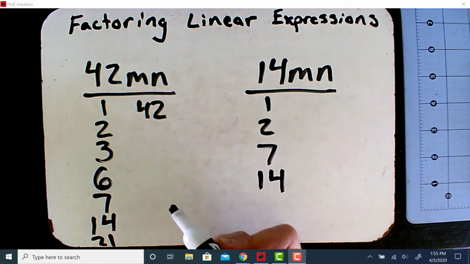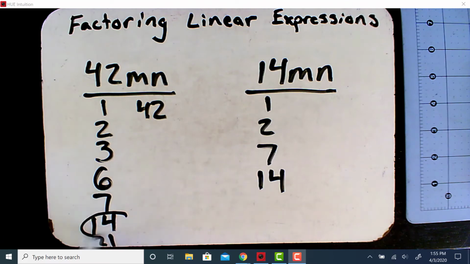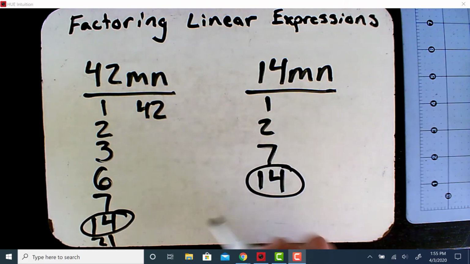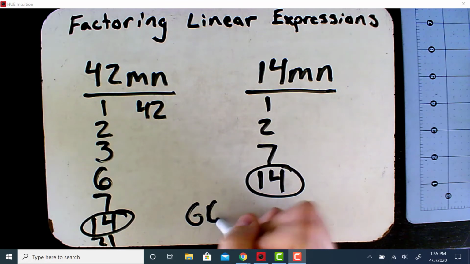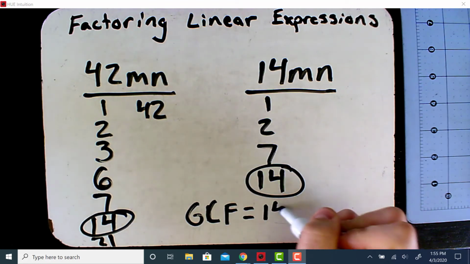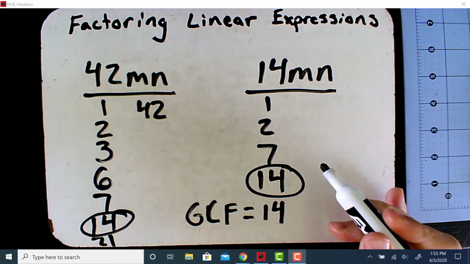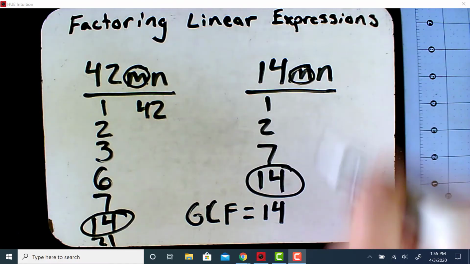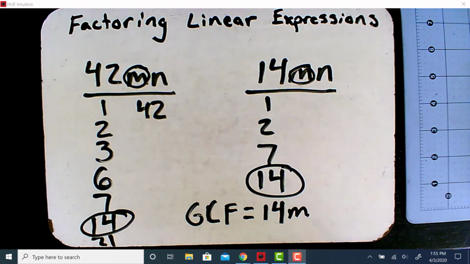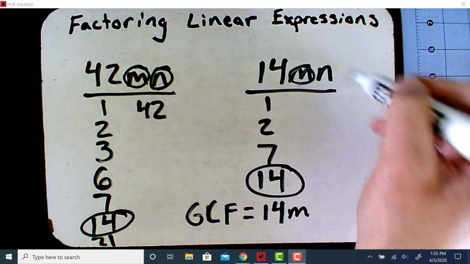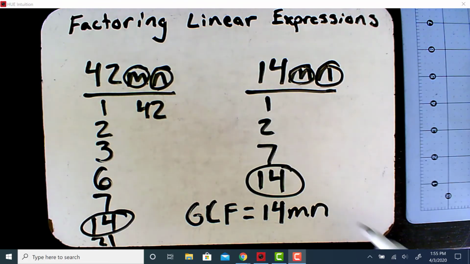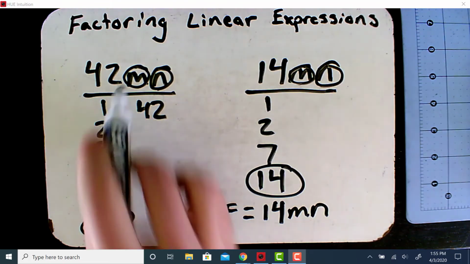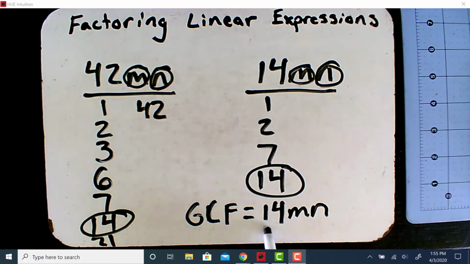So first I'm going to find the number that's their greatest common factor. Well, I see here that 14 and 14 are the biggest one that they have in common. So let's see, GCF, we know it's 14. Now I look at their variables and see what variables they have that match. I notice that this one's got an M, so does this one. So that one would be a common factor. And this one has an N, so does this one. So that's a common factor. So the greatest common factor for these two monomials is 14 times M times N. And that's my greatest common factor for these two monomials.